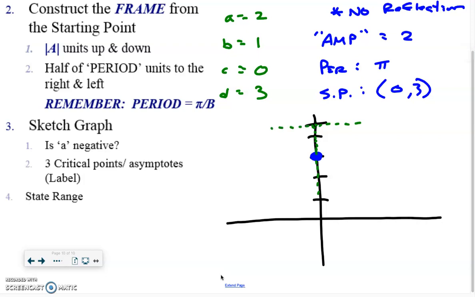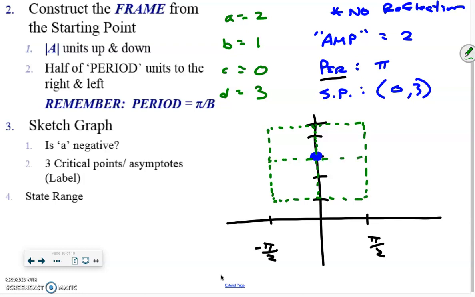So what did we say the period was a minute ago? Pi. So half the period, wouldn't that just be pi over 2 to the right? Half the period would be negative pi over 2 is how we move to the left. Does everybody see how we're doing that? And then now from here, I know that is a bit of a change, but from here, everything else is going to be the exact same. We're going to cut it in half horizontally. We're going to break it into fourths vertically.